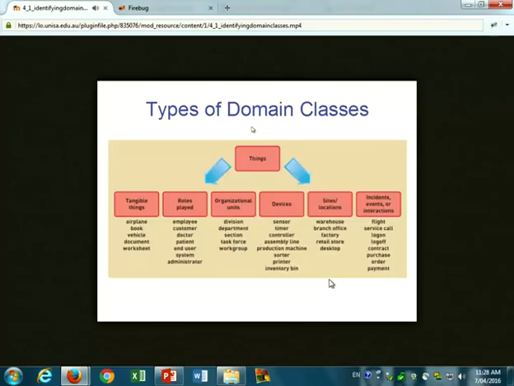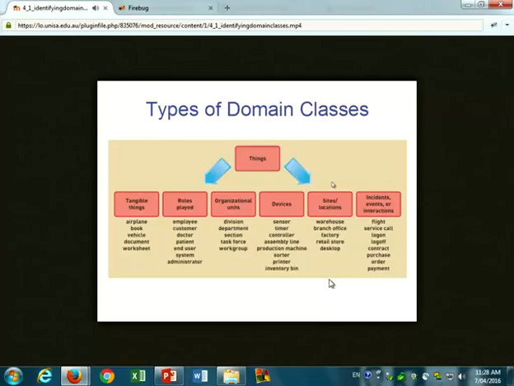These are some examples of types of things that might end up being domain classes when you're working on functional requirements. For example, it could be a tangible thing, an airplane, a book, a vehicle, a document, a worksheet. It might be role-played by people involved with the system, such as an employee or a customer, a doctor, a patient, an end user, a system administrator. Sometimes we find things as being organizational units, a division, a department, a section, a task force, a work group. Sometimes we're concerned about keeping track of information about certain devices. So you might have a sensor, a timer, an assembly line, a printer, a sorter.